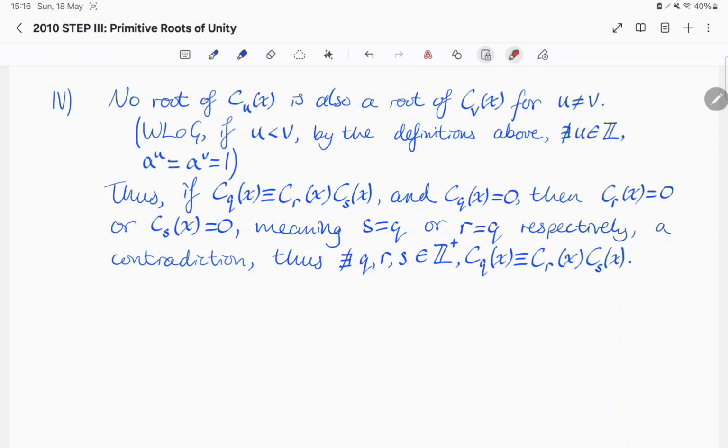Therefore, if Cq of x is equivalent to Cr of x multiplied by Cs of x, and Cq of x is equal to 0, then one of Cr of x and Cs of x is equal to 0, meaning that either s equals q or r equals q respectively, a contradiction to the above, and therefore there does not exist a set of 3 distinct positive integers q, r, and s such that Cq of x is equivalent to Cr of x multiplied by Cs of x, as required.